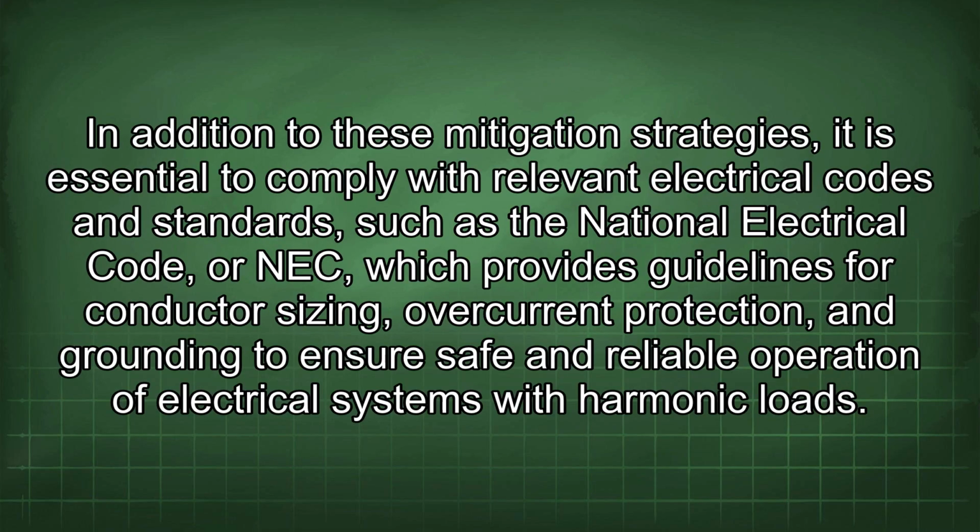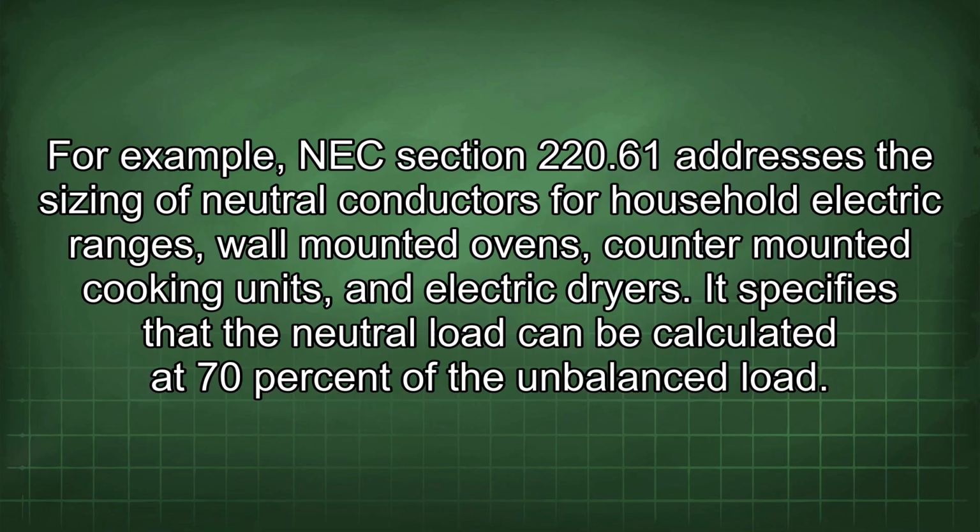In addition to these mitigation strategies, it is essential to comply with relevant electrical codes and standards such as the National Electrical Code, or NEC, which provides guidelines for conductor sizing, overcurrent protection, and grounding to ensure safe and reliable operation of electrical systems with harmonic loads. For example, NEC Section 220.61 addresses the sizing of neutral conductors for household electric ranges, wall-mounted ovens, counter-mounted cooking units, and electric dryers. It specifies that the neutral load can be calculated as 70% of the unbalanced load.